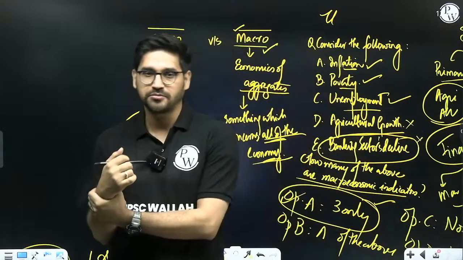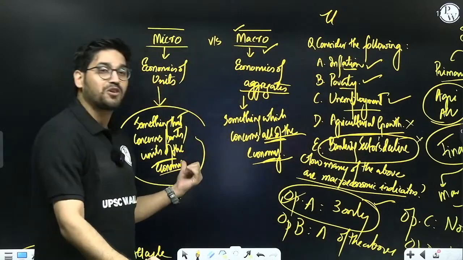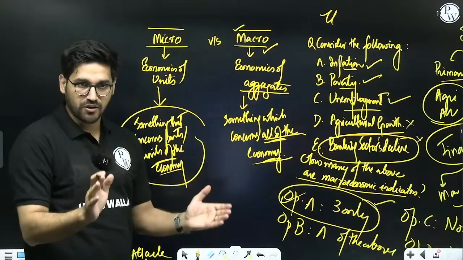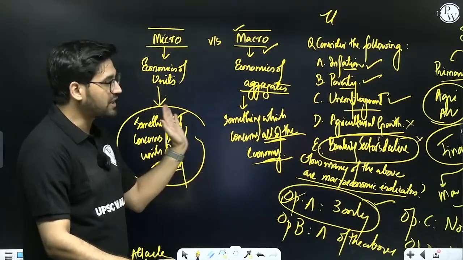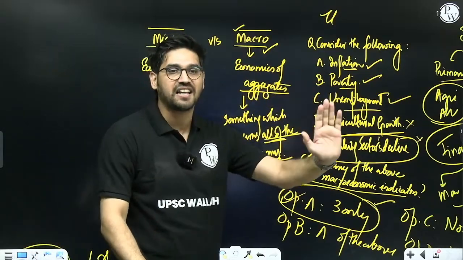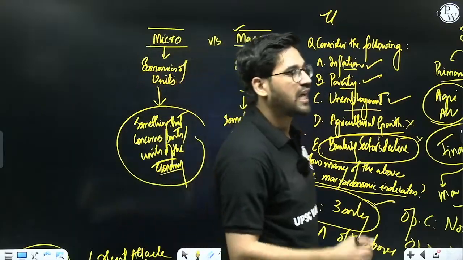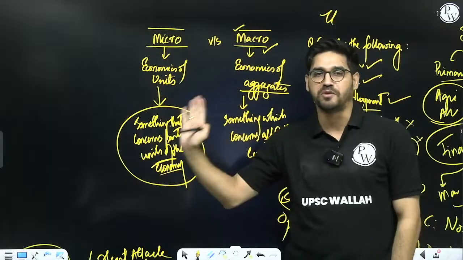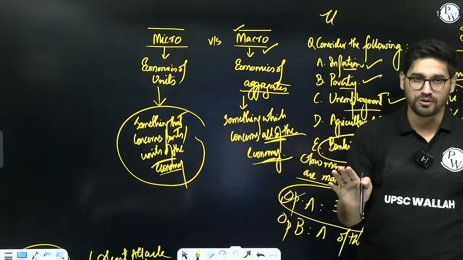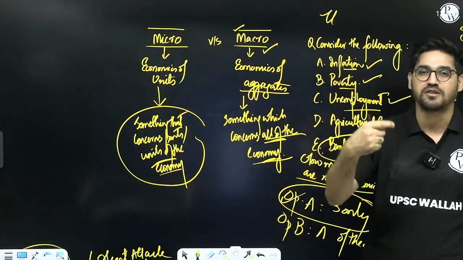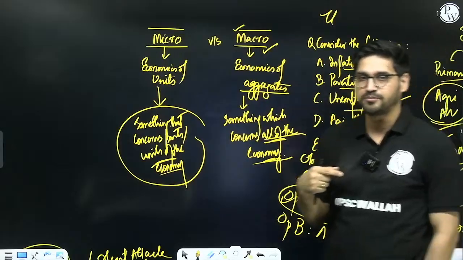Get this? So when you're looking at components only, components of an economy, then it is micro. When you're looking at the entire economy as an aggregate, as a whole, then it is macro. Simple. Although they have never asked you a question on the difference between micro and macro, you should know this, because this can be a question that they may ask you. It's a little bit of a gray area.